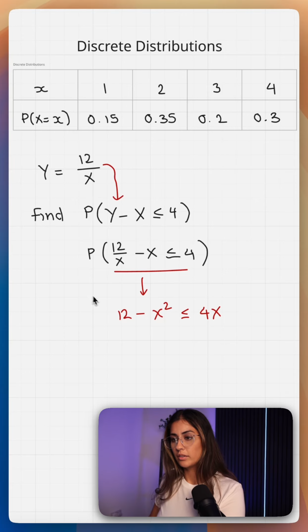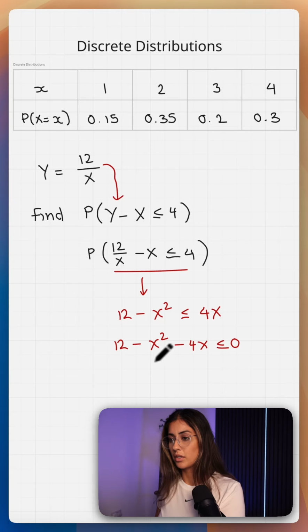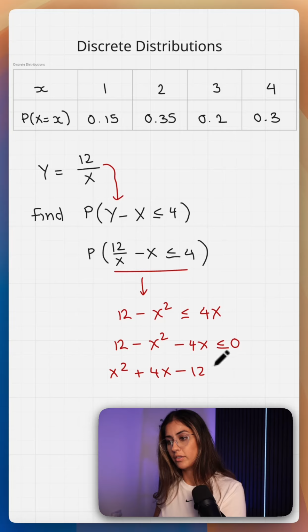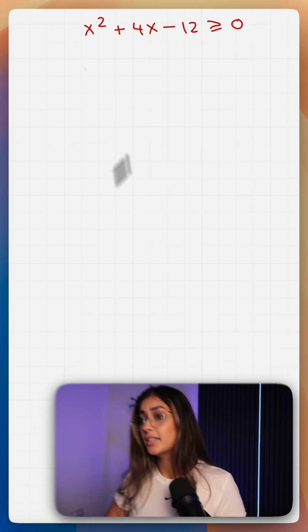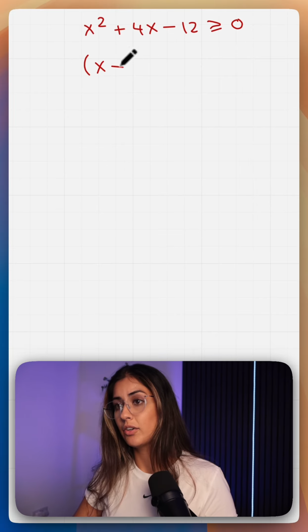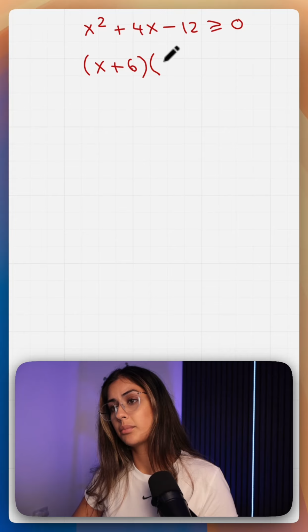Let's bring everything over to one side, and then we'll just flip this, multiply everything by minus 1 to get rid of that negative. And then you also do have to flip the inequality when you do multiply or divide by a negative number. Right, so all of this has kind of given us a quadratic that we then need to solve. First thing you want to do here is probably factorize this. So you've got x plus 6 and x minus 2, which is greater than or equal to 0.